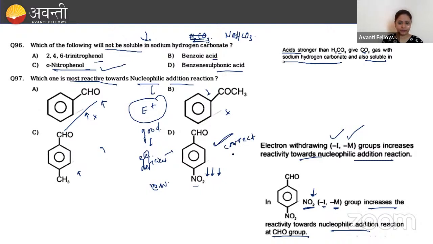Are you getting this? Option D will be the correct answer here, because due to the presence of the NO2 group, which is electron withdrawing, it is withdrawing the electrons, and the center CHO becomes electron deficient. Electron deficient means electrophilic. On the electrophile, the nucleophile is going to add. Okay? So option D will be correct here.